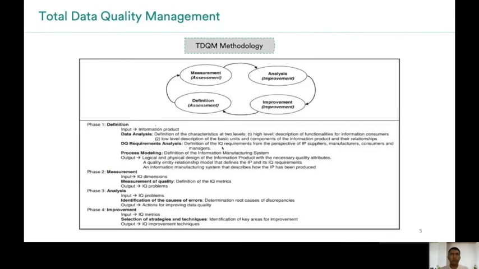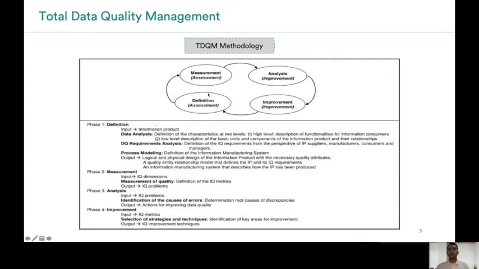For this study, for this project, we will use total data quality management as our methodology for data quality assessment. We choose this methodology because it delivers high quality information products to the information's customers, and in this case, it's the researchers of in-heart itself. It aims to facilitate the implementation of an organization's overall data quality policy. This methodology has been used widely by top organizations in the world, and it consists of 4 phases.